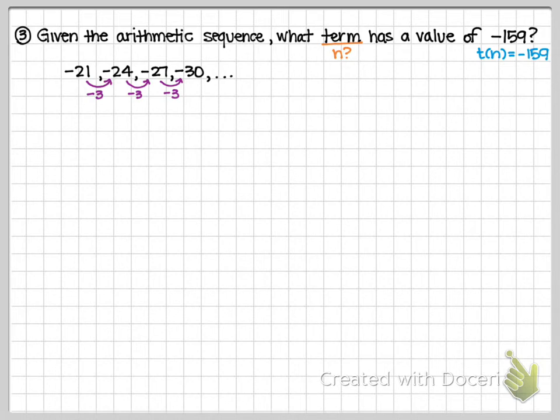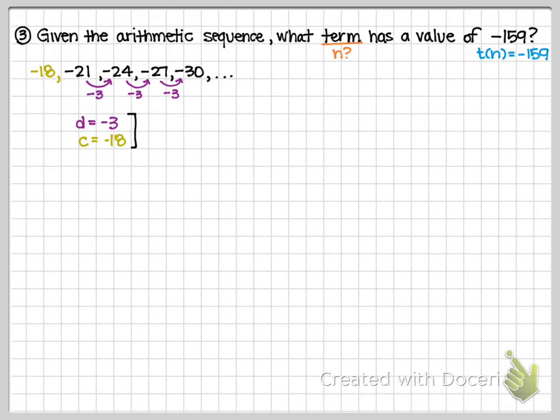So I know that I have my common difference is going to be negative 3. So let's go ahead and write that down. So my common difference is negative 3. All right, let's go backwards and figure out what the 0th term would be. I think that's going to have to be negative 18. Okay, so that's C.